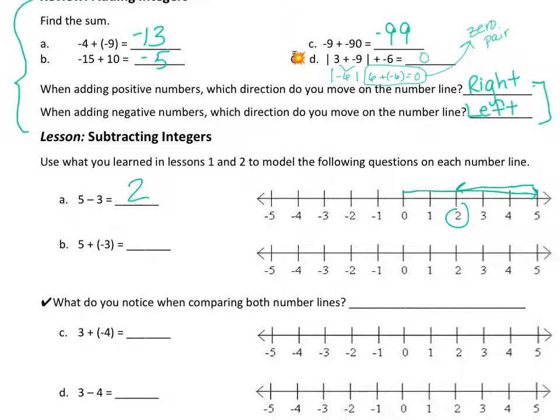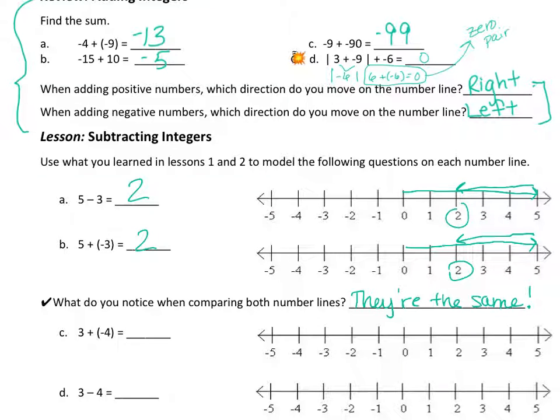Letter B, 5 plus -3. Again, we're starting at 0, going to 5, and then we're adding a -3. Adding a negative, we go to the left. 1, 2, 3. We end up at 2. So take a minute, pause the video. It says, what do you notice about comparing both number lines? Look at those number lines, decide what you notice, write it down, and then press play.